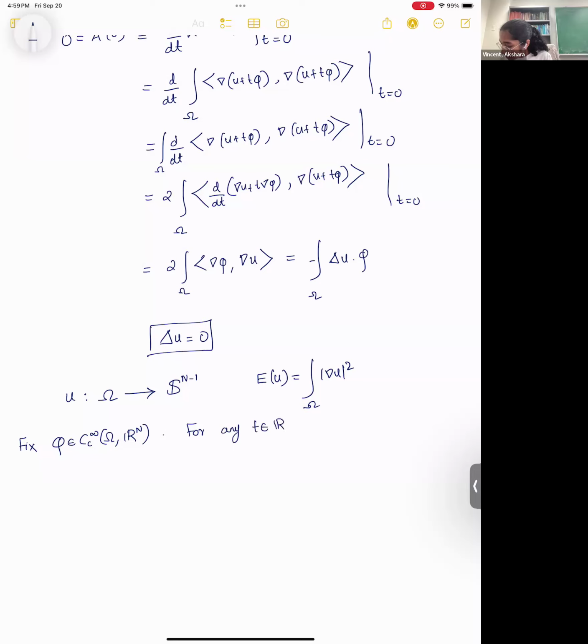And then for any t belonging to R, we see that u plus t phi may not go to the unit sphere, but if you divide it by the absolute value, it becomes a permissible function. And if you define A of t as E of this function here, we see that if u is a minimizer, this function again attains its minimum at t equal to 0. So as before, we have A prime at 0 is 0, which is nothing but the derivative of the function E of (u plus t phi) by mod (u plus t phi) at t equal to 0.